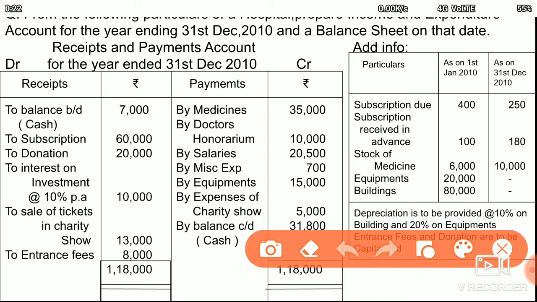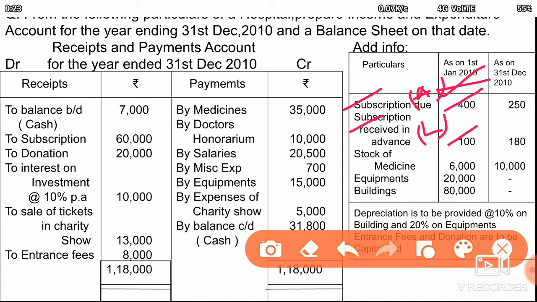Now we will check the additional information. The date which they have given is 1st January 2010. The values which are shown here are actually the values of the previous year ending. So these items will actually appear in the balance sheet of the previous year. So what we see here is subscription due, subscription outstanding. Now subscription outstanding is an asset, that is, income outstanding is always an asset. Then subscription received in advance, so income received in advance is a liability. So this will be an asset, this subscription received will be a liability.